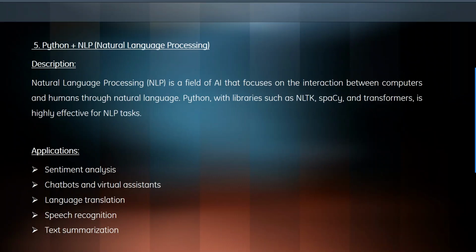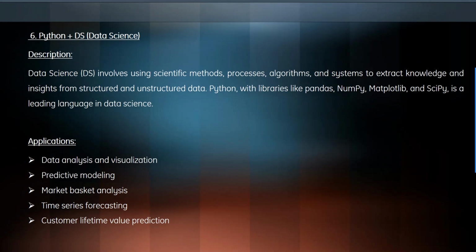Moving on, we have Python plus NLP, which was a byproduct of Python plus ML. More deeply, natural language processing is a field of AI that focuses on the interaction between computers and humans through natural language. Python with libraries such as NLTK, spaCy, and Transformers is highly effective for NLP tasks. Applications for this are sentiment analysis, chatbots, virtual assistants, language translation, speech recognition, and text summarization. So, any program or task that involves communication between a human and a computer, we use natural language processing.